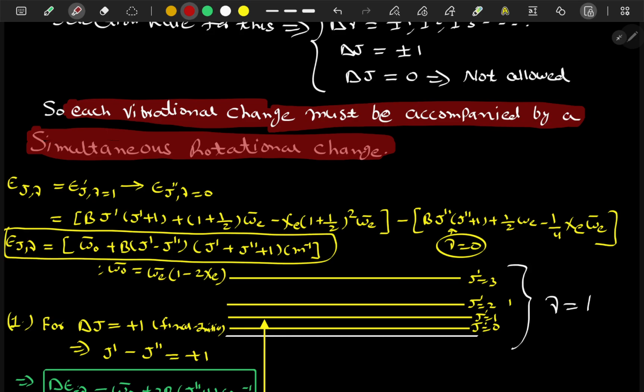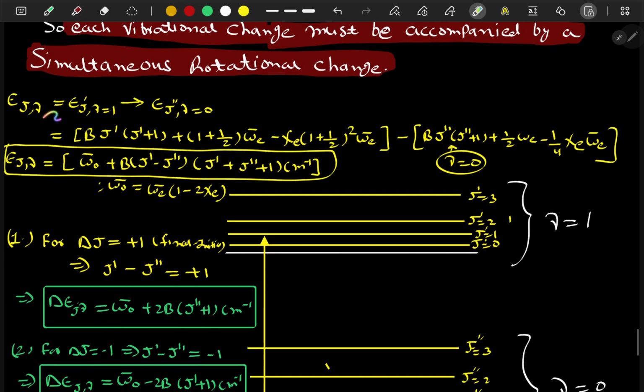Okay, hope you got it. Let's move to the next. So E(J, v) equals E_J plus E_v, minus E_v, and E_J at v equal to 0 equals 0. Got my point or no?